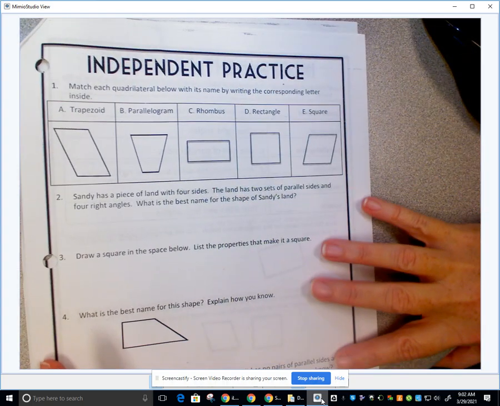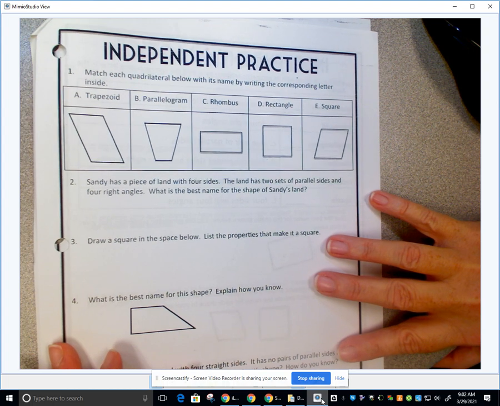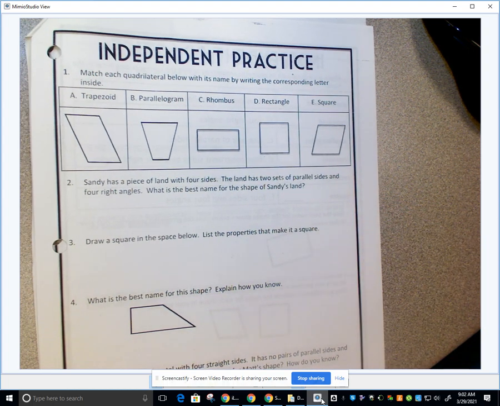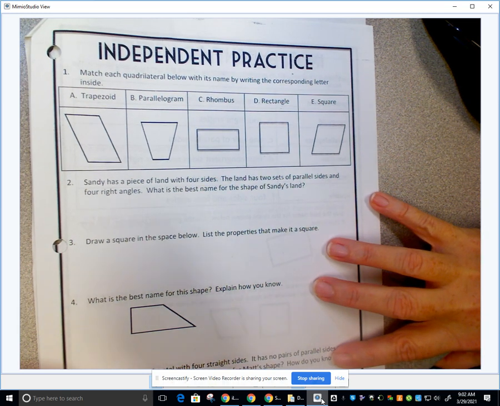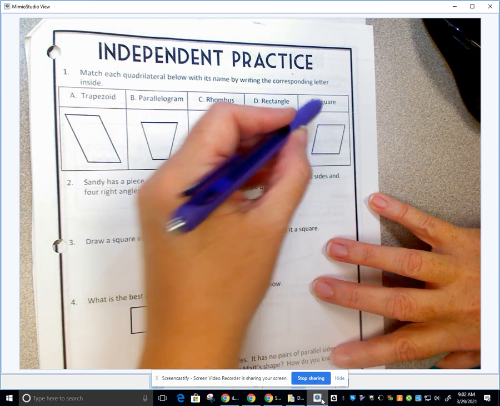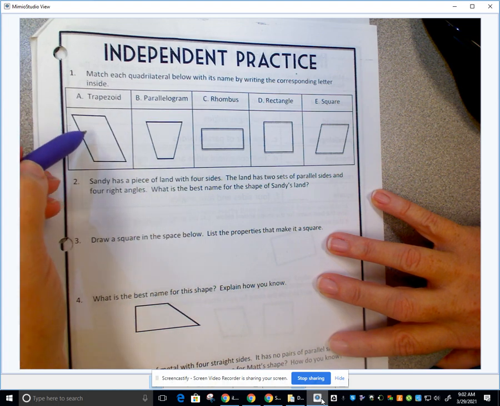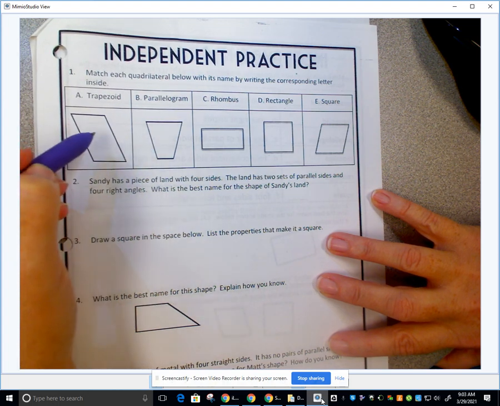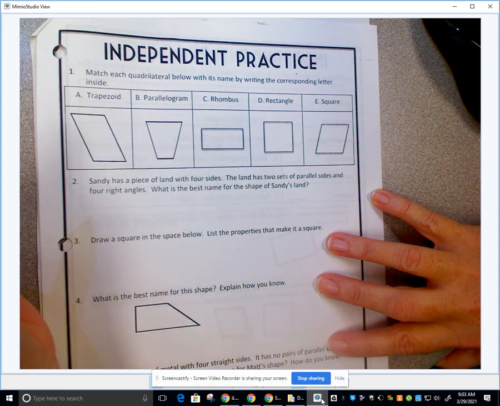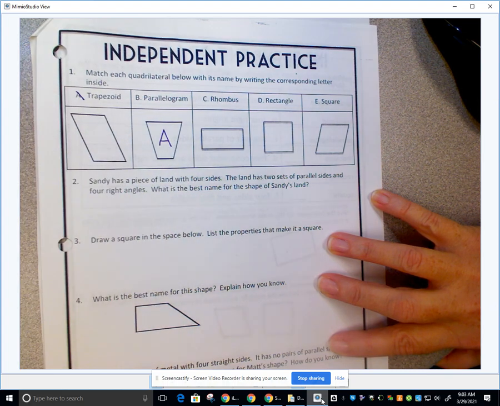All right. It says match each quadrilateral with its name by writing the corresponding letter. We did this a while ago, so we're basically practicing this again. Okay, we've got trapezoid, parallelogram, rhombus, rectangle, and square. Remember, a trapezoid only has one pair of parallel sides. Do you see anything that has one pair of parallel sides? What about this? This could be the trapezoid.